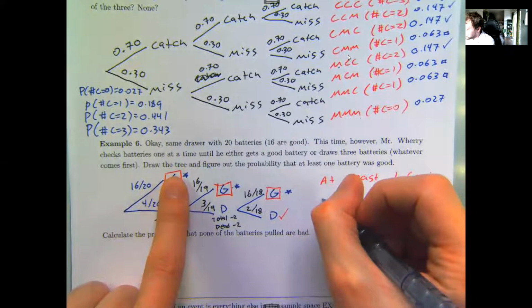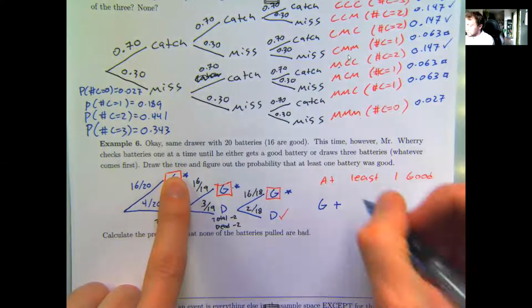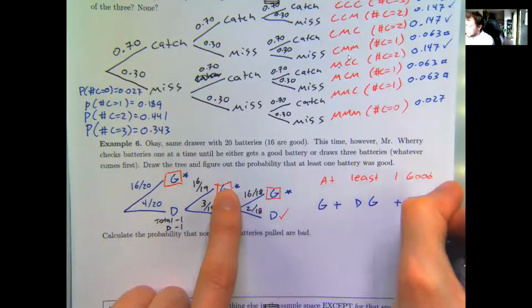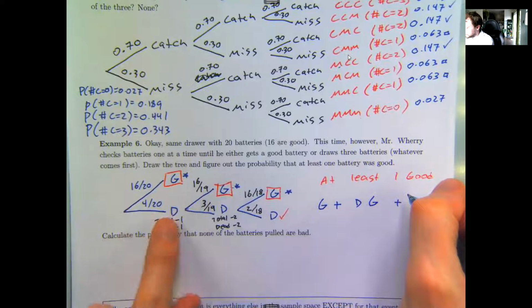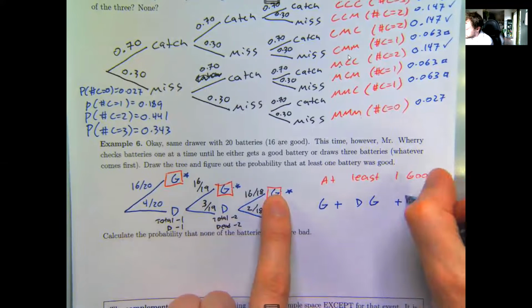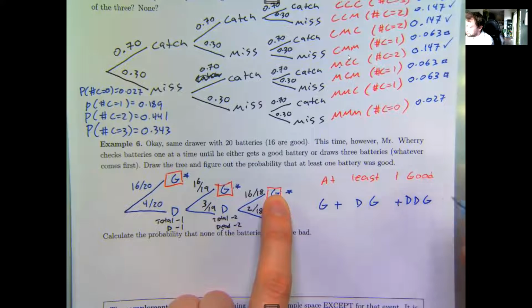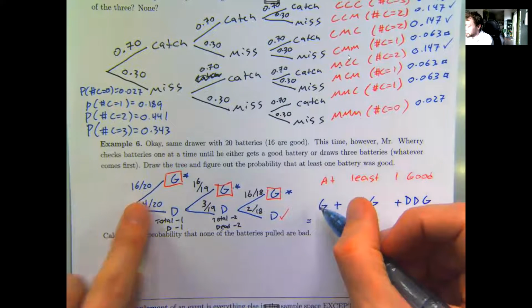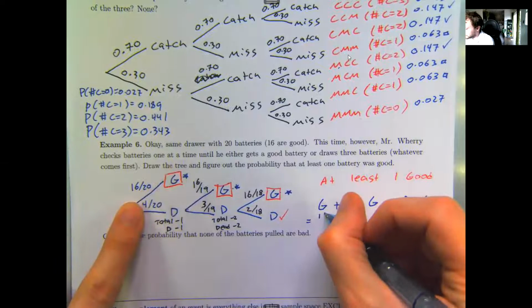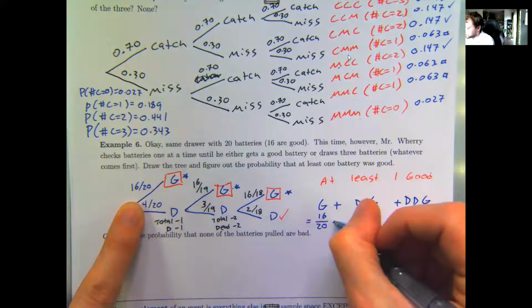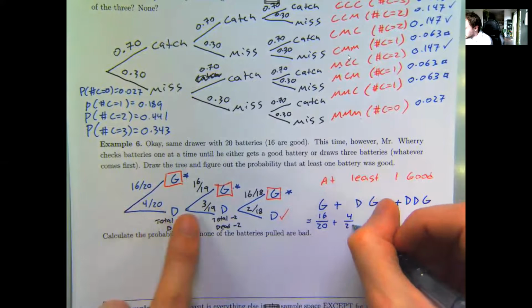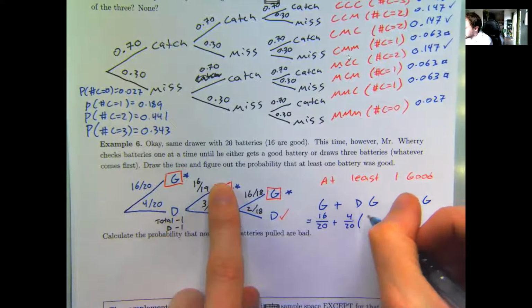First sequence I had was good. Next sequence I had was a dead one and then a good one. And this final sequence was dead, dead, and good. Looking at these probabilities, probability of a good battery was 16 out of 20. Dead and good. Dead is 4 out of 20 to start, 16 out of 19 for the next pull.